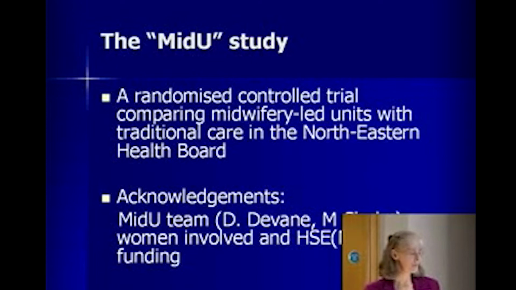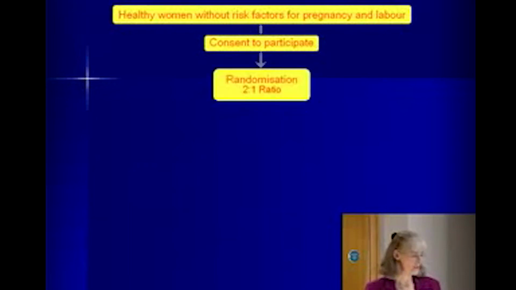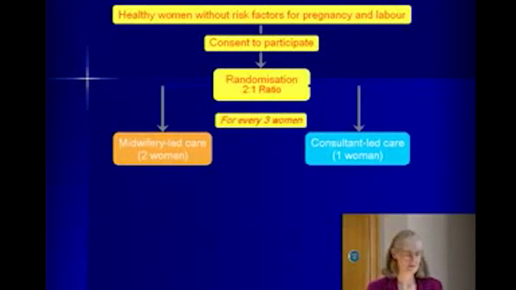I'm just going to show you the randomisation that took place for the MIDUS study. We started off with a group of healthy women without risk factors for pregnancy and labour, therefore suitable for midwifery-led care. They all received information about the study and they consented to participate. They were then randomised on a 2-to-1 ratio. Now that's different to the usual 1-to-1, okay? So that for every 3 women, 2 women were randomised to the MLU and 1 to consultant-led care.